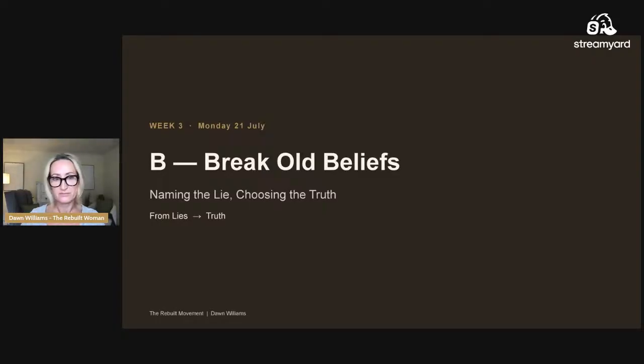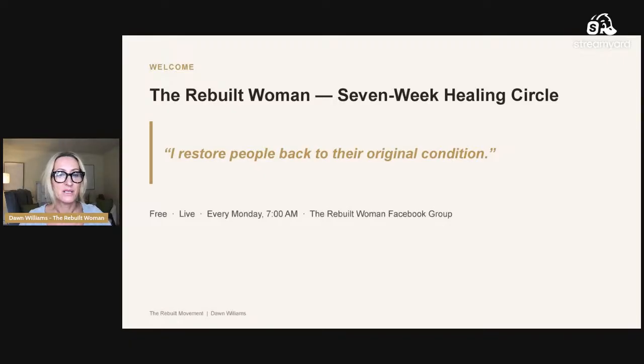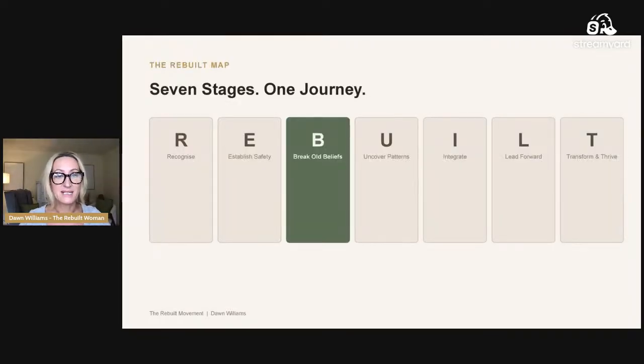So the Rebuilt Woman is a seven-week Healing Circle. I restore people back to their original condition. We go live every Monday, and this will be shared in the Facebook group. This is session number 3, and we're working on B. We've already done recognize, we've already done establishing safety, and now we're working on old beliefs. If you've missed the previous 2, go back to them and then this will make more sense.